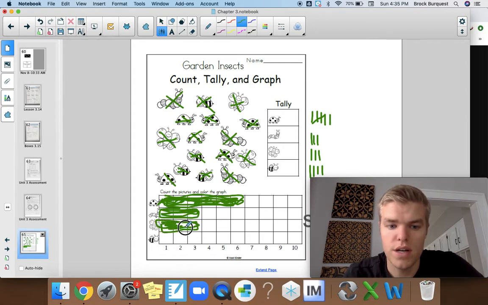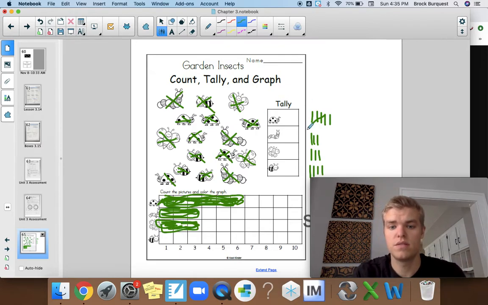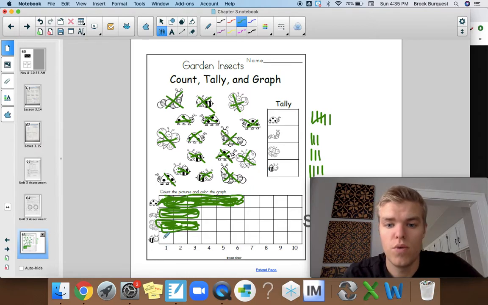It's always a good idea to count as you go so you don't go too far or not far enough. And our last one is bumblebees. So I'm going to count. We have 4, so I'm going to count 1, 2, 3, 4 bumblebee boxes. Your graph probably looks a lot nicer than mine because, again, it's kind of hard to draw with a pen on a smart notebook like this.